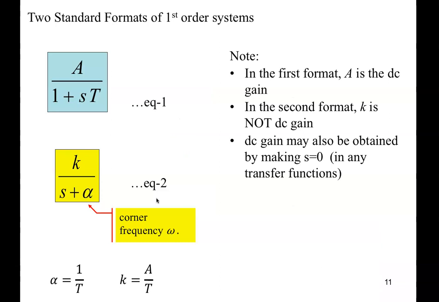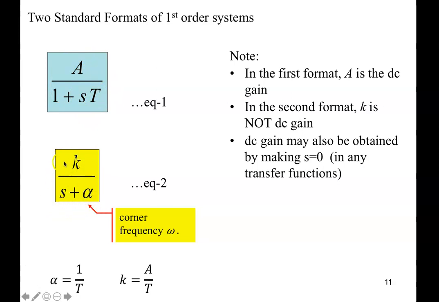But you can also have a second format, which is k over s plus alpha. Now in the second format, the coefficient of s will be 1. If the coefficient of s is not 1, then that's not in the second standard format. This is the first format, and this is the second format.